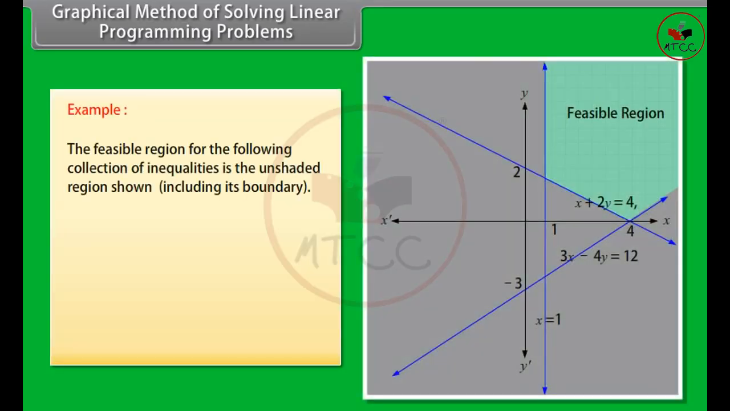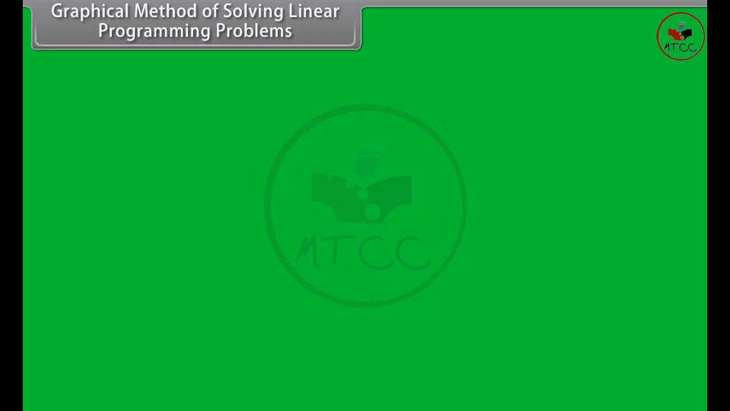Example. The feasible region for the following collection of inequalities is the unshaded region shown, including its boundary. 3x minus 4y is smaller than or equal to 12. X plus 2y is greater than or equal to 4. X is greater than or equal to 1. Y is greater than or equal to 0.